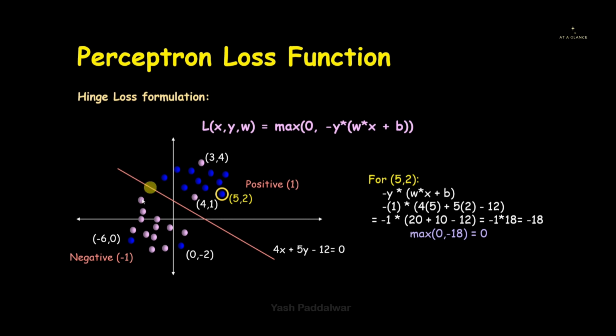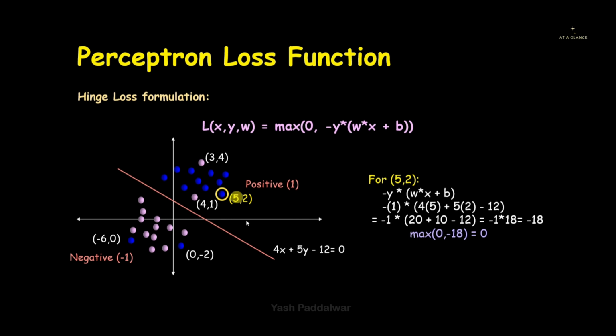So here you can clearly see that the hinge loss for this correctly classified data point comes out to be 0, and the same will happen for any correctly classified data point. So I hope it is clear how this hinge loss formulation tackles both scenarios, where the data point is correctly classified or misclassified. For all the correctly classified instances, the hinge loss will be 0, and for incorrectly classified instances, the hinge loss is going to be greater than 0.